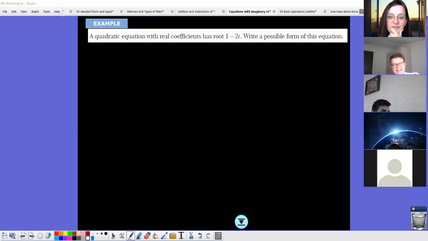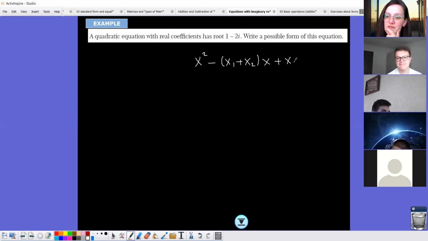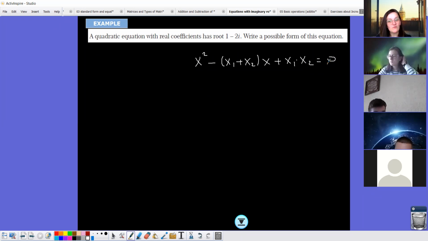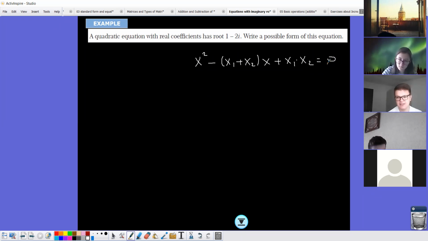We had x squared minus (x1 plus x2) x plus x1 times x2 is equal to 0. Do you remember this one? Honestly, teacher, no. So when the roots were given, we were finding the equation, and we were using Vieta's theorem.